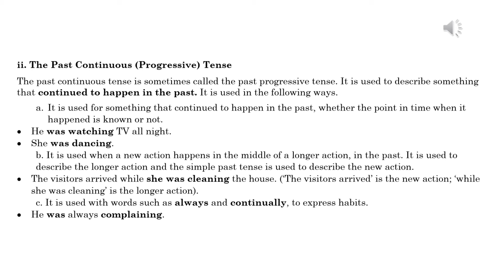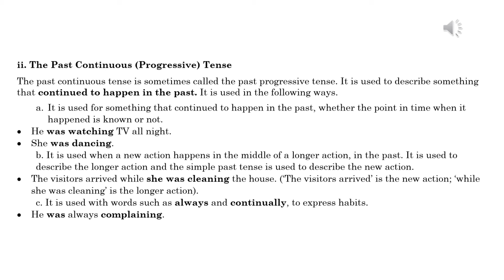Two. The past continuous or progressive tense. The past continuous tense is sometimes called the past progressive tense. It is used to describe something that continued to happen in the past. It is used in the following ways. A. It is used for something that continued to happen in the past, whether the point in time when it happened is known or not.